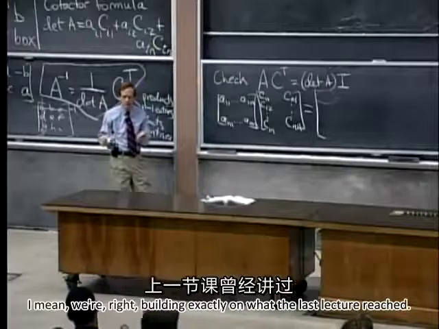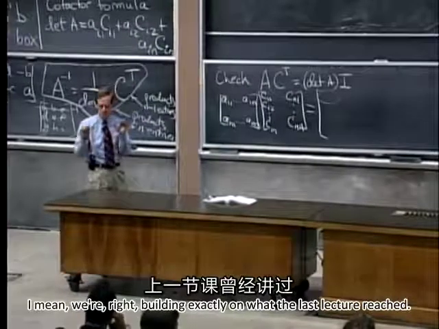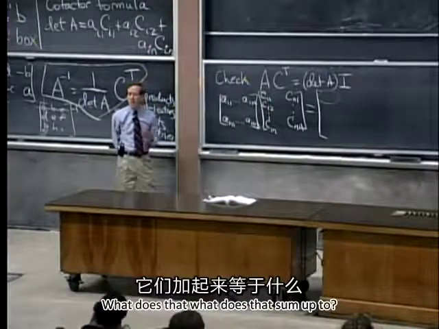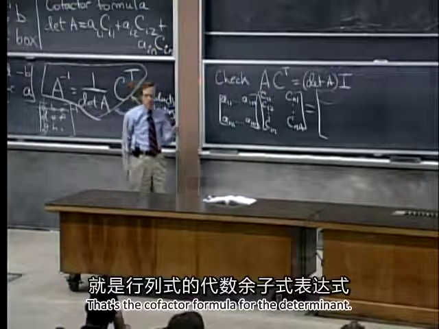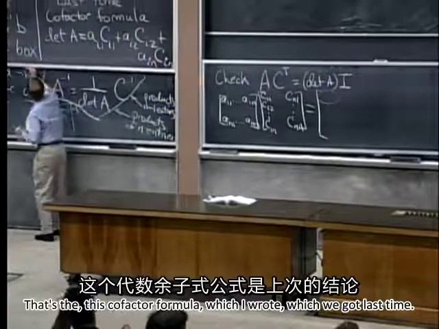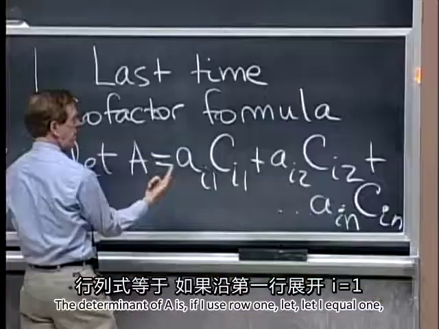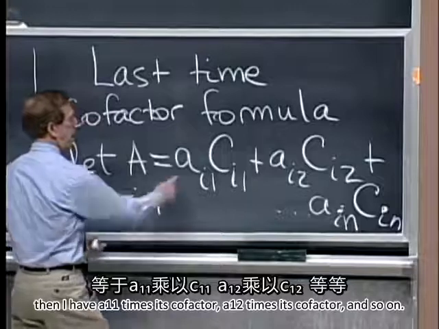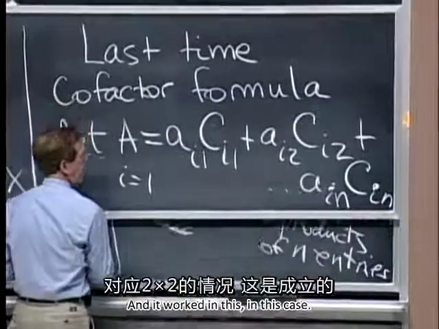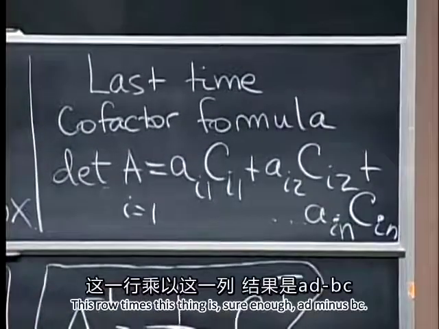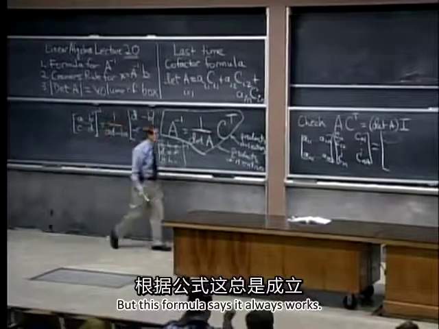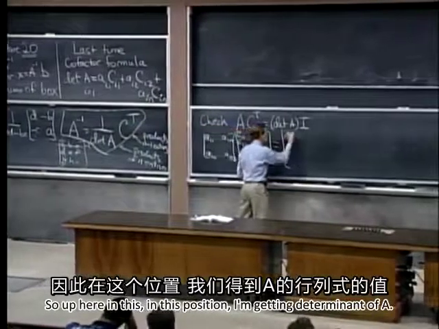Because we have seen this. We're building exactly on what the last lecture reached. So this is A11 times C11, A12 times C12, A1n times C1n. What does that sum up to? That's the cofactor formula for the determinant, which we got last time. The determinant of A is, if I use row 1, A11 times its cofactor, A12 times its cofactor, and so on. And that gives me the determinant. And it worked in this case. This row times this thing is, sure enough, AD minus BC. But this formula says it always works. So up here, in this position, I'm getting determinant of A.